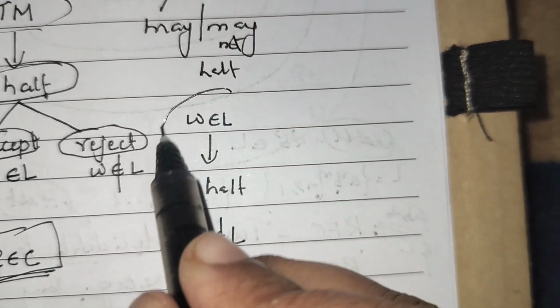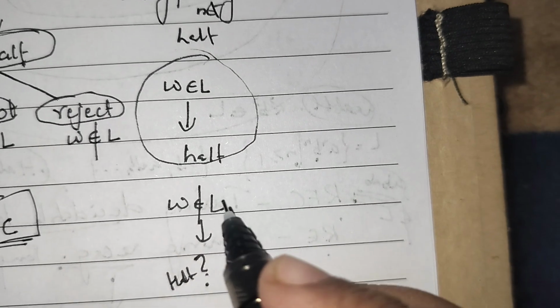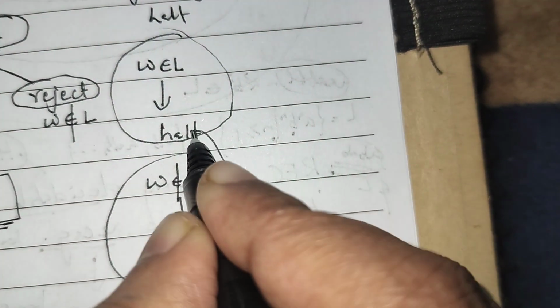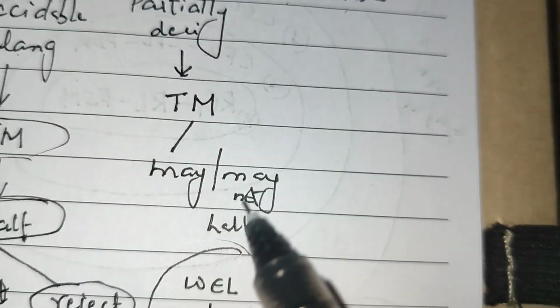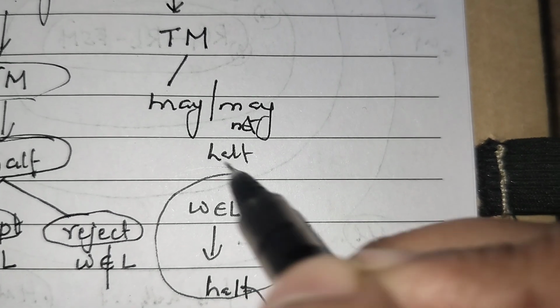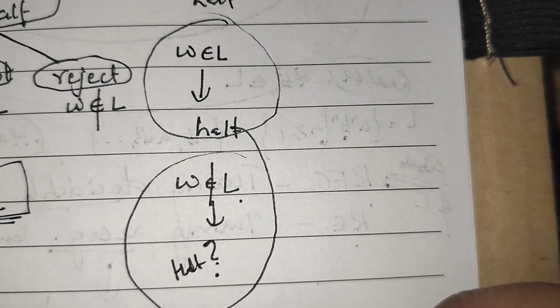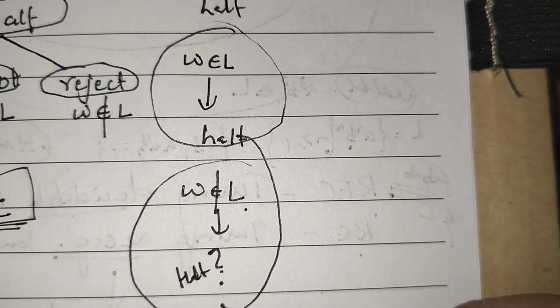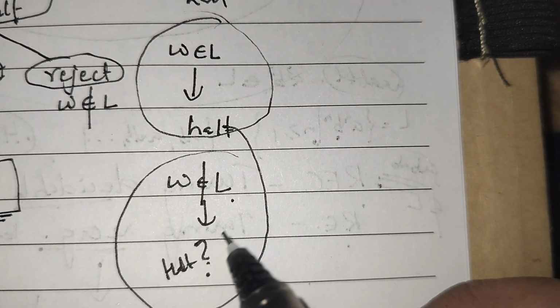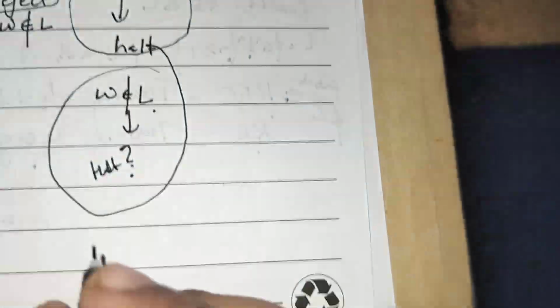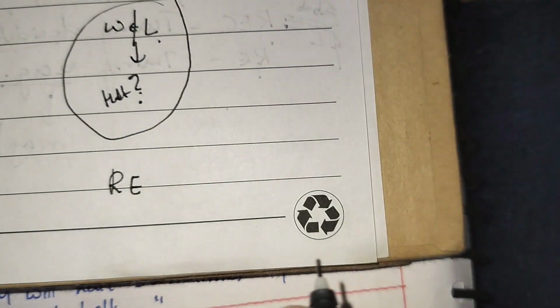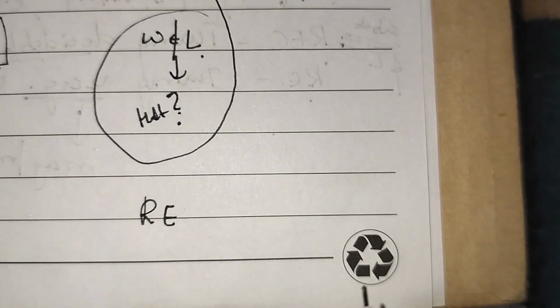If the string belongs to the language, definitely the Turing machine will halt. But if the string doesn't belong to the language, we can't ensure whether it will halt or not. That is partially decidable: if it belongs, it will halt. But it is not completely decidable, because if the string is not in the language, we can't ensure that the Turing machine will halt for that input. So that is partially decidable, that is, recursively enumerable languages are partially decidable languages.